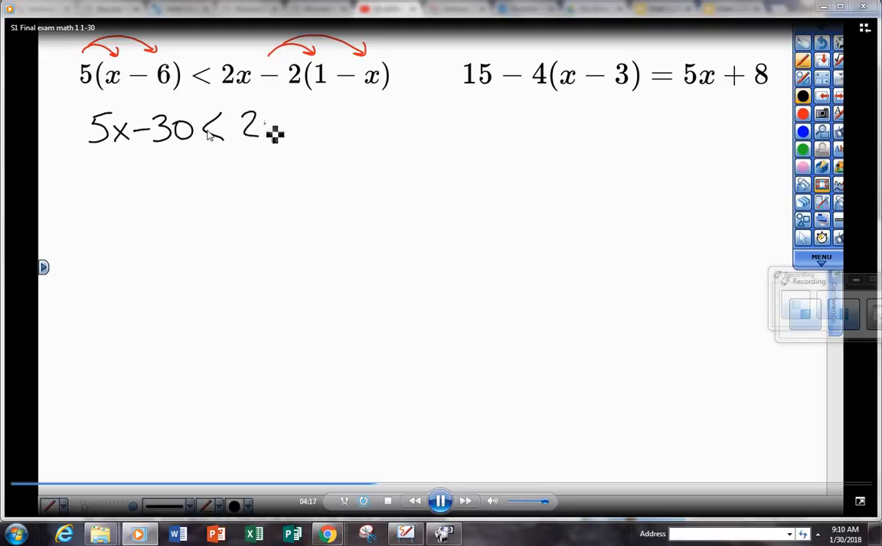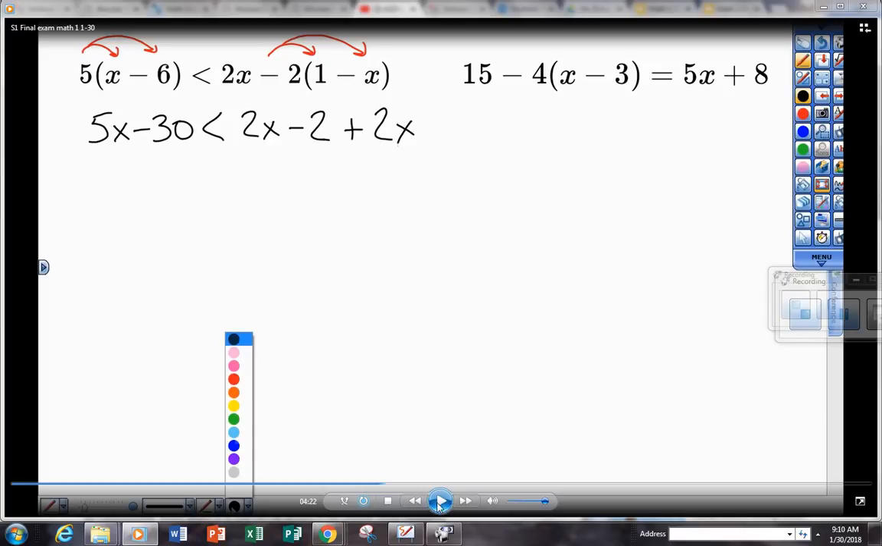Bring down the inequality, less than 2x. Negative 2 times 1 is negative 2. Negative 2 all the way down here times negative x. Be careful, this is where the mistake is made. Negative 2 times this negative x gives me positive 2x, so be careful.